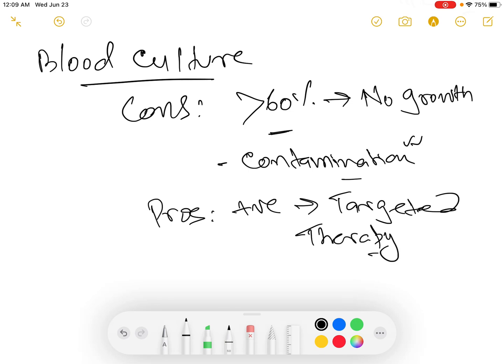And sometimes the hospital uses this data to develop their own antibiogram. So it's very controversial. If you do want to obtain the blood culture, you want to obtain 2 sets, and you want to get them prior to starting any antibiotic.